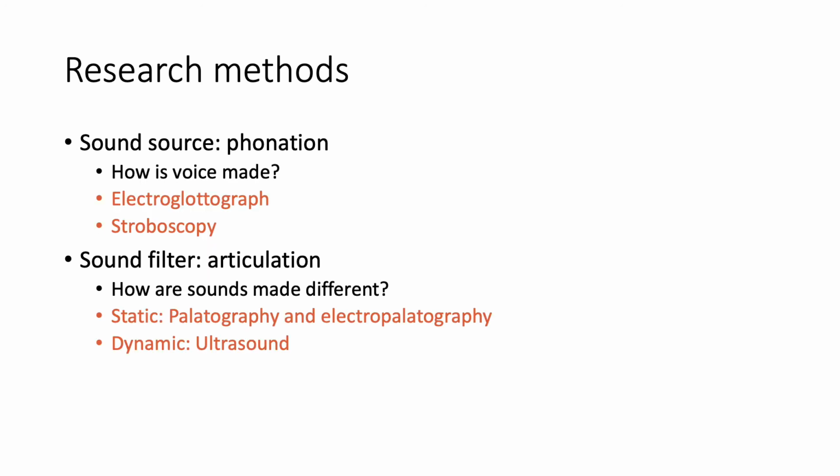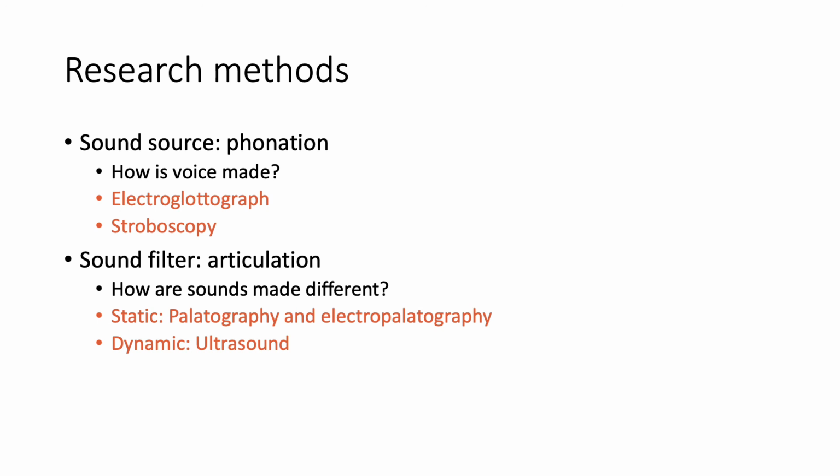So here is a summary of the research methods that you learned about in this video lecture. First of all, we talked about the ways of looking at the source of sound, so the larynx and how voice is made. And for that, we can use electroglottography, which measures the amount of contact between vocal folds, or stroboscopy, which does a video recording of the movement of vocal folds during voice production.